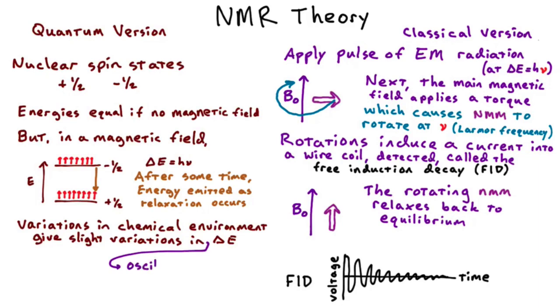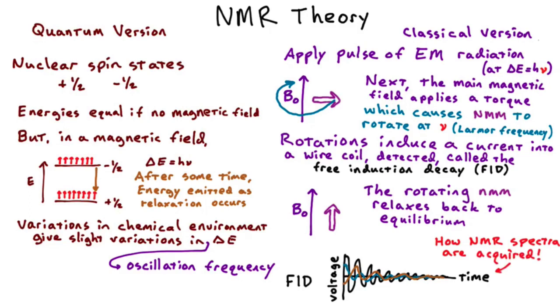Okay, so then how do we get the chemical information? Just like the quantum version, little variations in chemical environment will give us variations in this oscillation frequency, and that's great. Because if we have another oscillation frequency superimposed on our original one, the math we do later on this allows us to unsuperimpose these and see them as different peaks in our spectrum.